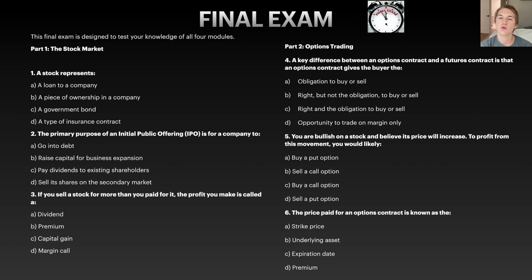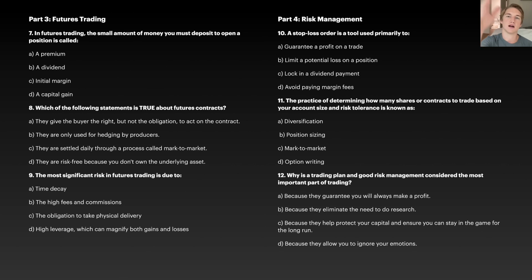Question number 5. You are bullish on a stock and believe its price will increase. To profit from this movement, you would likely buy a call option, because remember, you buy calls when you think the price is going to go up and buy puts when you think the price is going to go down. Question number 6. The price paid for an option contract is known as the premium. Exactly.